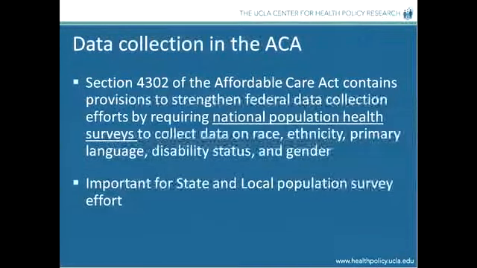There's also a data collection provision in the ACA. It's section 4302. It's not explicitly cataloged as a social determinant of health provision, but I submit it definitely is. It requires national population health surveys to collect data on race, ethnicity, primary language, disability status, and gender. This is important not just for national surveys like the National Health Interview Survey or the Medical Expenditure Panel Survey. It's absolutely important for states and local areas that have population surveys to also collect this, since states are running both the Medicaid programs and the exchange. I'm happy to say that in California, for the California Health Interview Survey, we are collecting all of this.